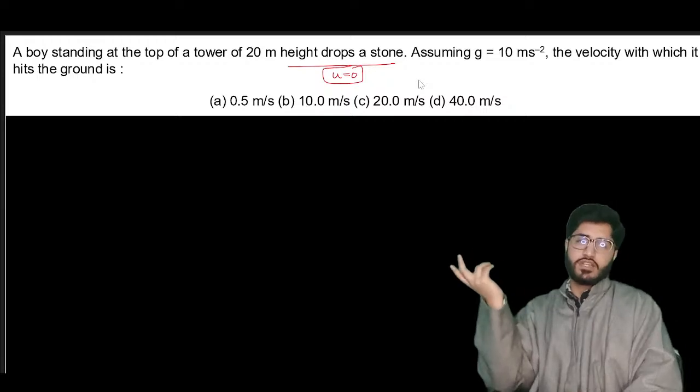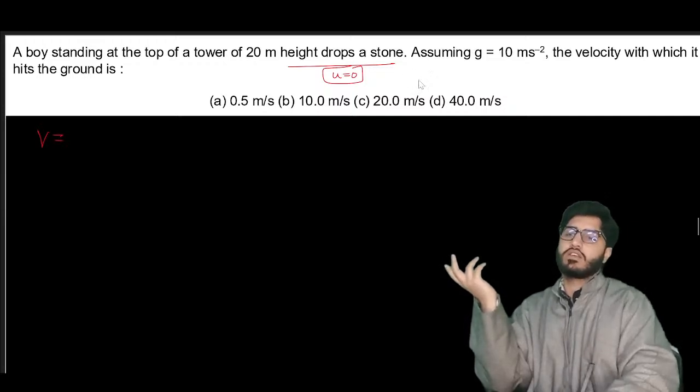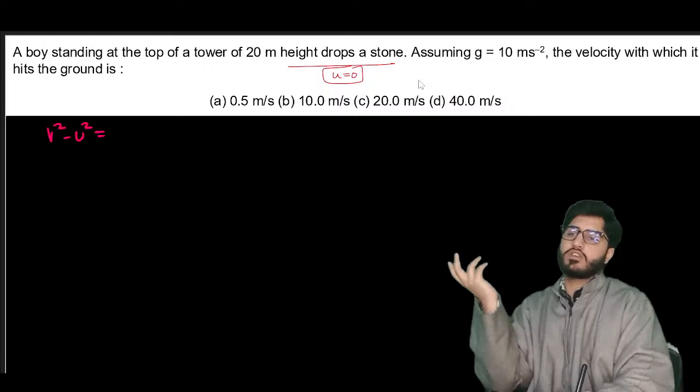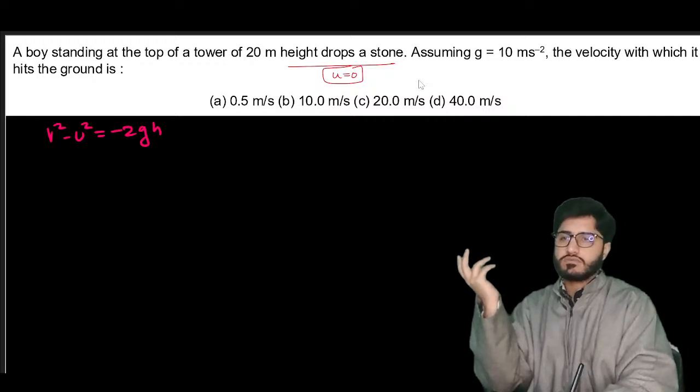Assuming g is 10, the velocity with which it hits the ground. We know that v square minus u square equals 2gh, but it will be minus if it hits the ground. Oh, we can take plus now, no issue.